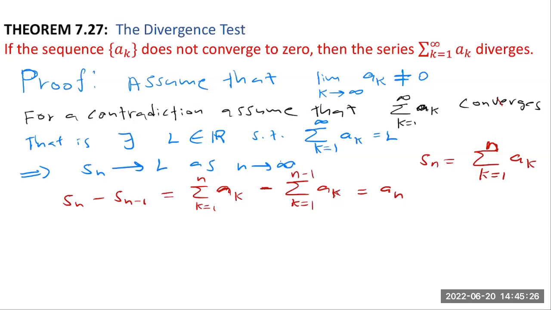Now, what I'm going to do is take the limit of both sides of this equation. We know that S_n minus S_{n-1} is equal to a_n. So this limit statement has to be true: the limit as n goes to infinity of S_n minus S_{n-1} should be equal to the limit as n goes to infinity of a_n.